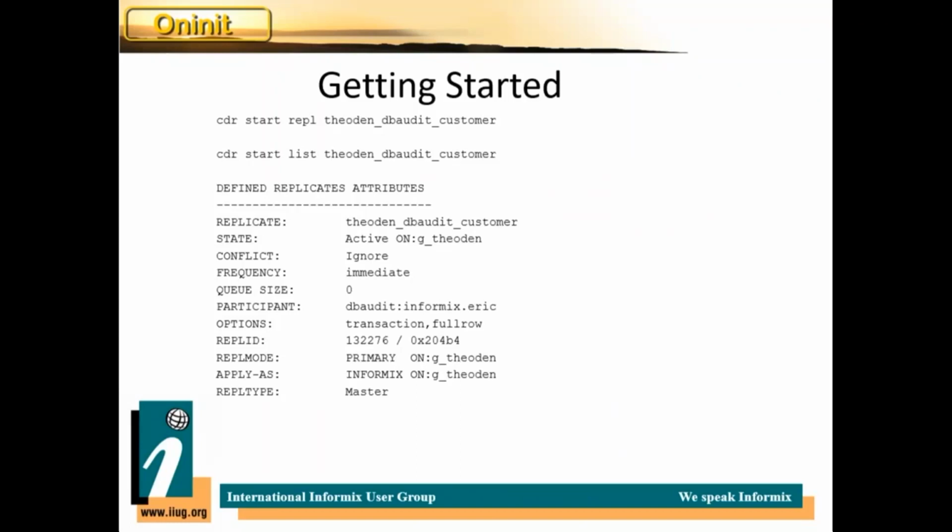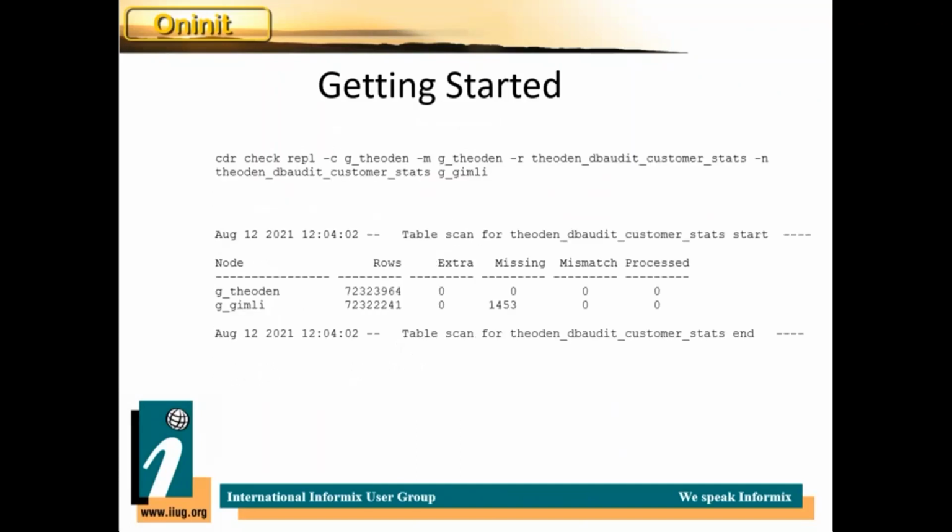Okay, so we've now got syscdr started, we've got connectivity, we've got a replicant, and we're actually replicating. We want to know, is that replicant actually in sync? So we can run a check repl command. What we're saying here is run a check replicant on Theoden with a master of Theoden for the replicant Theoden DB audit customer stats. Then give it a job name at the end there. And what we'll see is an output something like what we've got below.